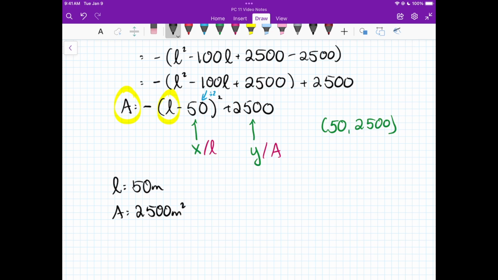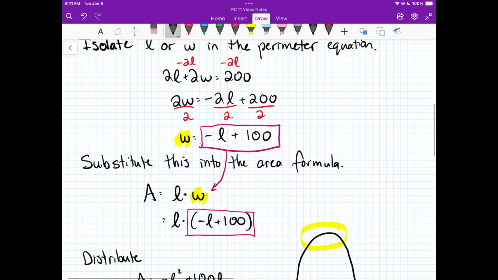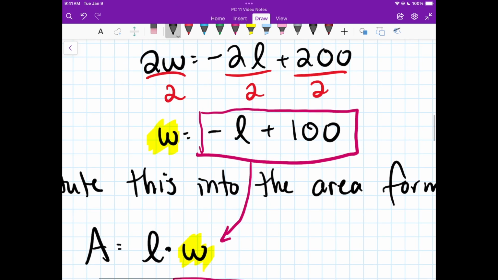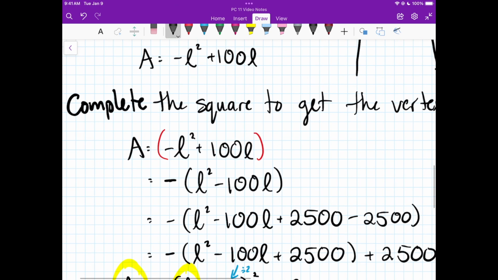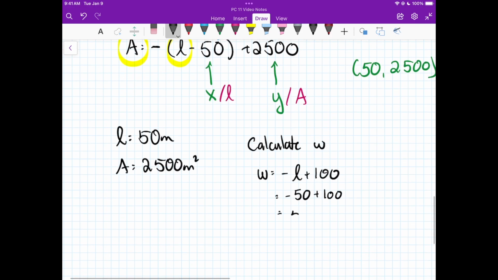So to finish things off, we do actually have to figure out what the width is, which is thankfully pretty easy. If you look back up in your notes or in this video, we had this equation here that we made for W. W was negative L plus 100. And so we can just take advantage of that and figure out what our W was. So W is negative L plus 100, which in this case is negative 50 plus 100, which is just negative 50, or sorry, positive 50. And so there we go.